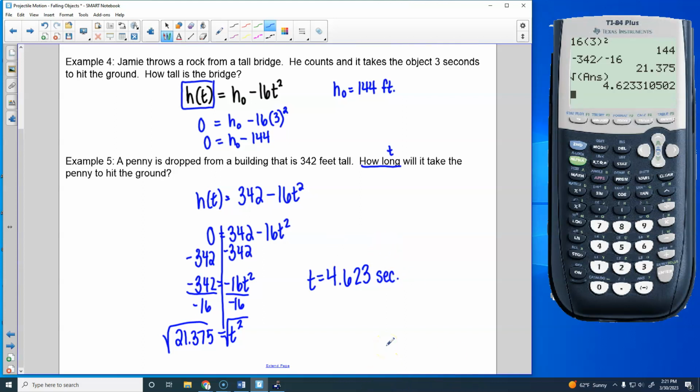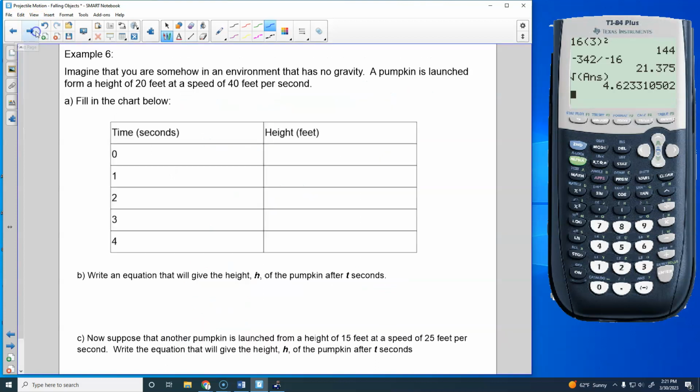Okay, all of these problems are for things that were dropped, right? So we need to think about now what's going to happen if we throw something into the air, or we could throw it down as well. So first thing we're going to do is imagine that we are somehow in an environment that has no gravity. Okay, so we're basically in outer space. We have to be in outer space for this to be the case.